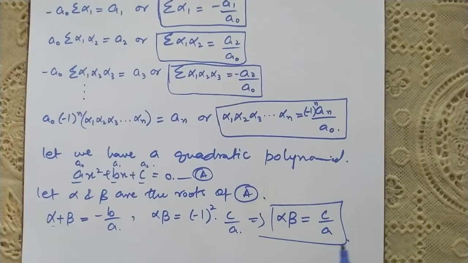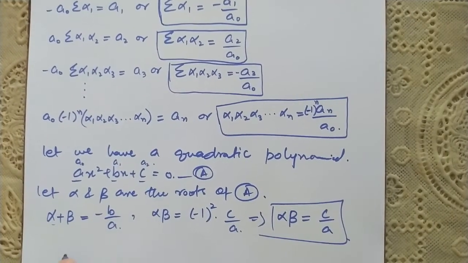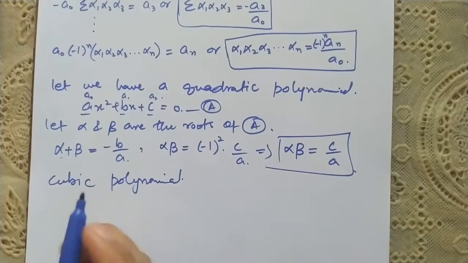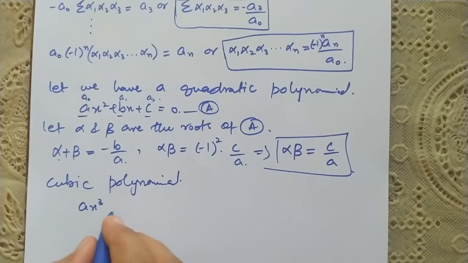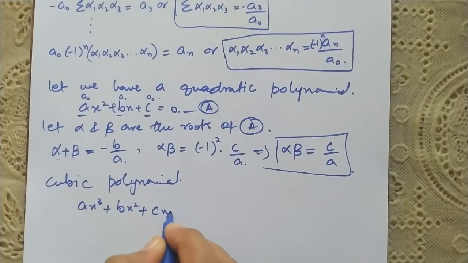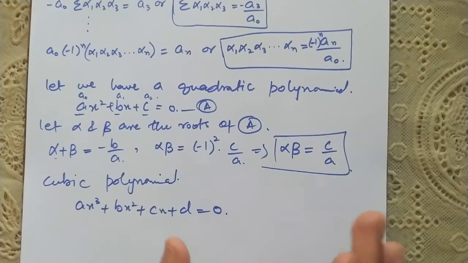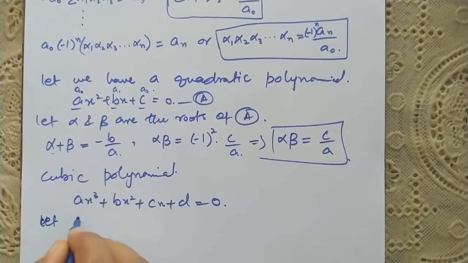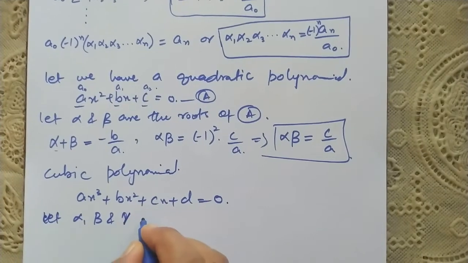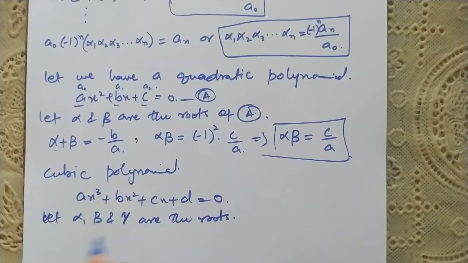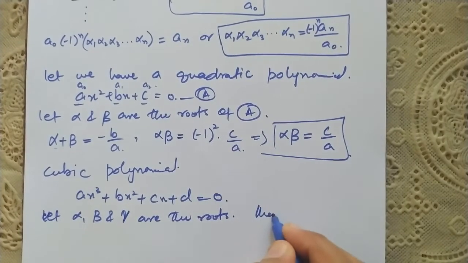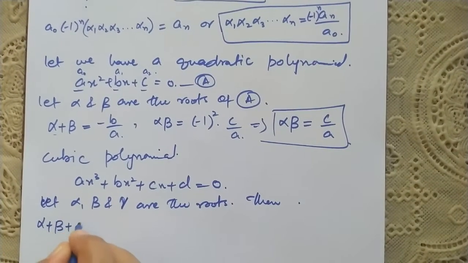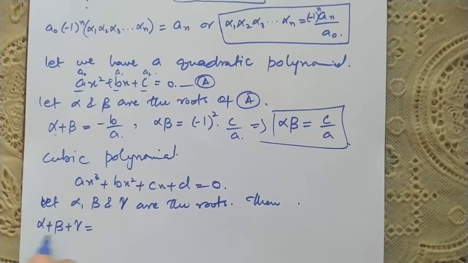Right, and similarly if we have a cubic polynomial, the standard form of the cubic polynomial will be ax cube plus bx square plus cx plus d is equal to 0. So how can you define the relations between the roots? Let's suppose alpha, beta and gamma are the roots. Then what relationship exists between the roots and coefficients? The sum of the roots: alpha plus beta plus gamma represents the sum of the roots, and here the sum of the roots will be minus b upon a.